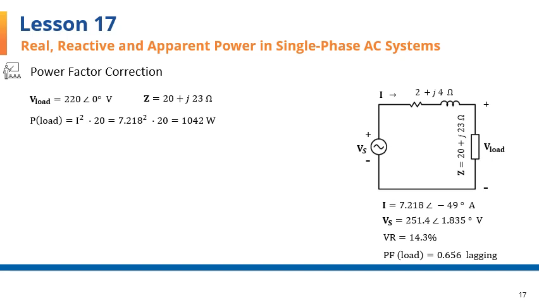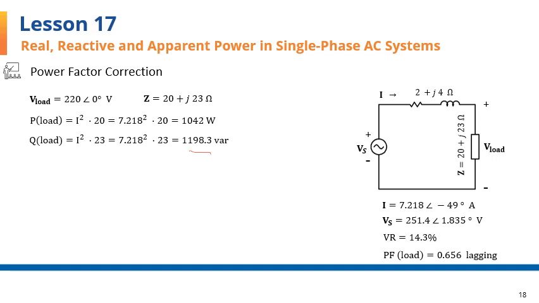Here it is. And for the reactive power of the load, same current squared multiplied by 23. Again, magnitude of I is 7.218. Square it and multiply it by 23 to get the reactive power, and that has come to 1198.3 VARs. In a similar way, the real and reactive power losses in the line are also calculated.